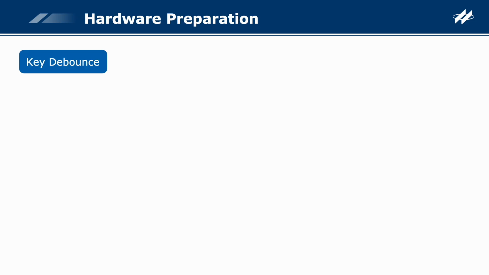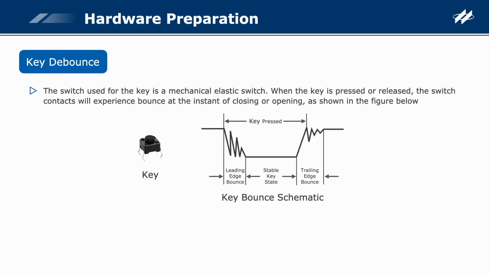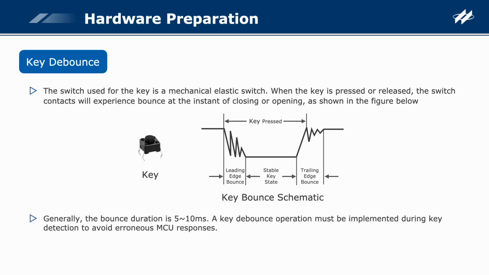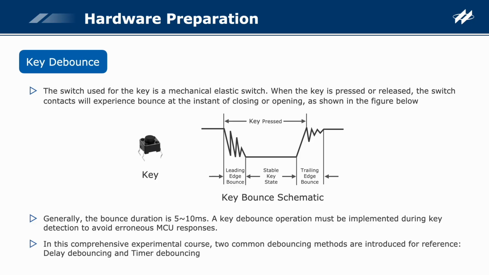Next, let's introduce the key and its debouncing. The switch used for the key is a mechanical elastic switch. When the key is pressed or released, the switch contacts will experience bounce at the instant of closing or opening, as shown in the figure below. Generally, the bounce duration is 5 to 10 milliseconds. A delay function is used to eliminate this bounce to prevent erroneous actions by the MCU. In this comprehensive experimental course, we'll cover 2 commonly used debouncing methods for your reference. First, delay debouncing, and second, timer debouncing.